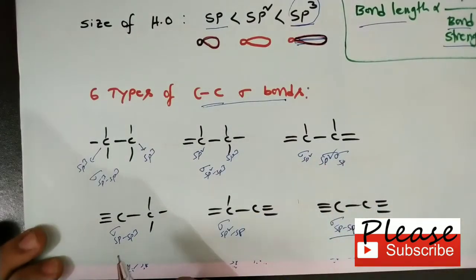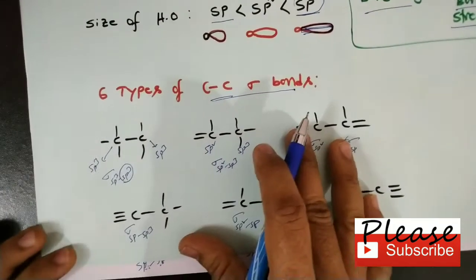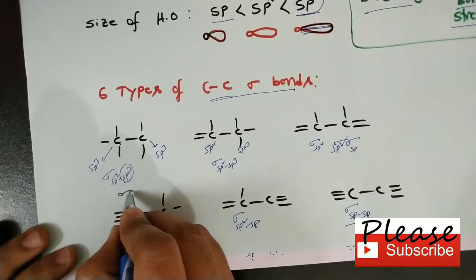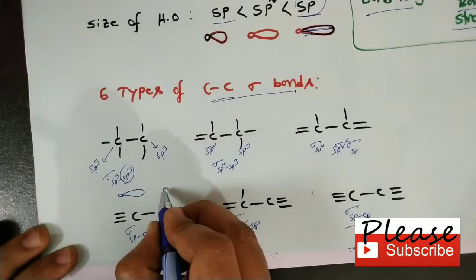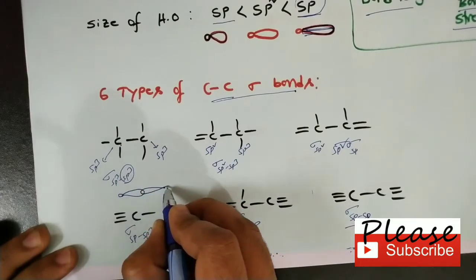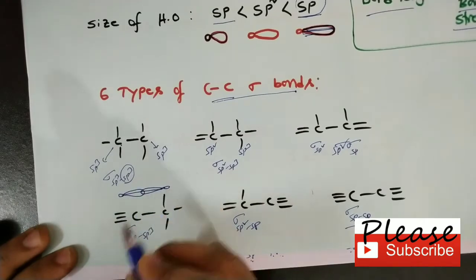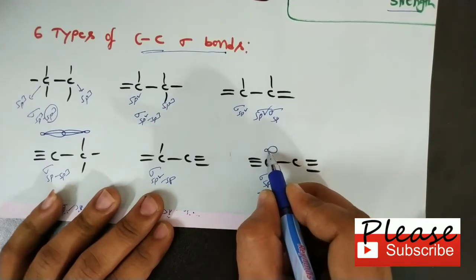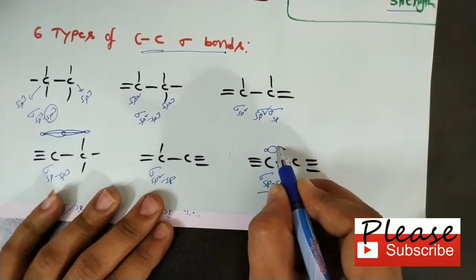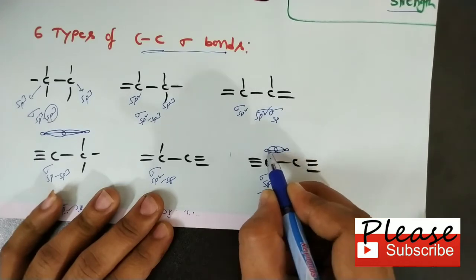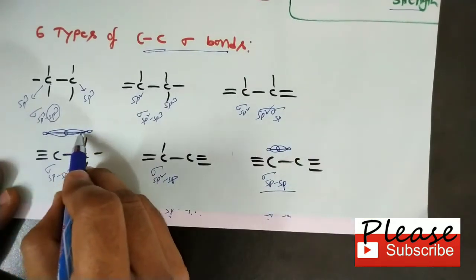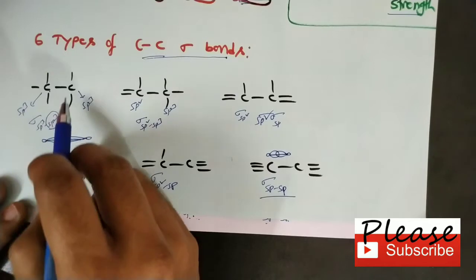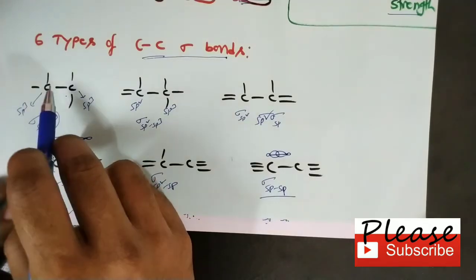Here in this case, what is the bond length? The sp3 hybrid orbital is larger in size. The sigma bond is formed by the hybrid overlapping of two sp3 hybrid orbitals. Suppose this is one sp3 hybrid orbital, and this is another sp3 hybrid orbital. So this one has a higher bond length. Now here, the sp hybrid orbital is smaller in size, so the bond length is very less. So with increasing p character, bond length increases. So the sigma sp3-sp3 bond has the higher bond length, and this is the weaker bond.